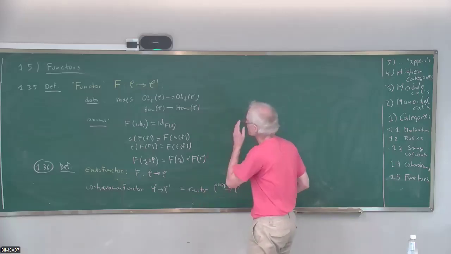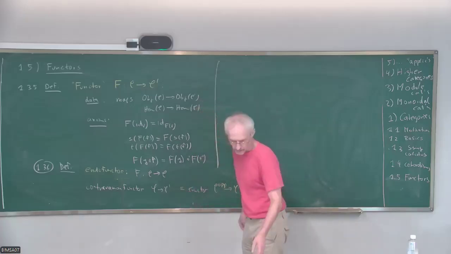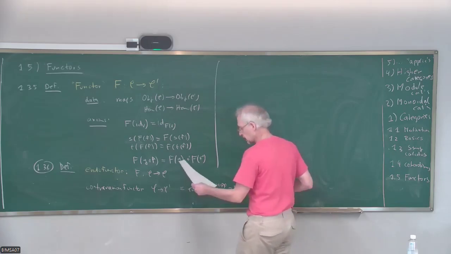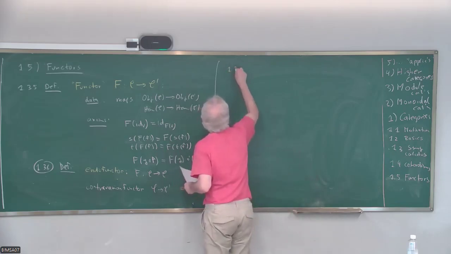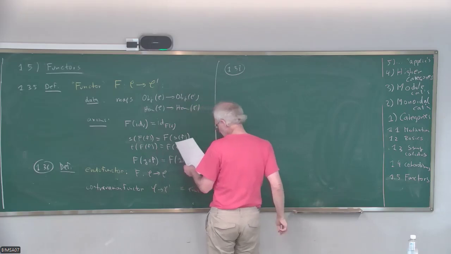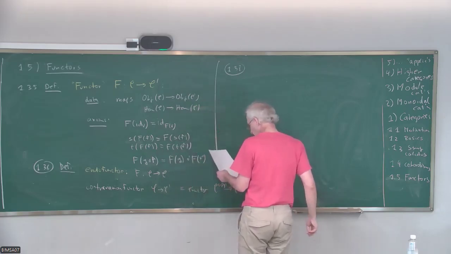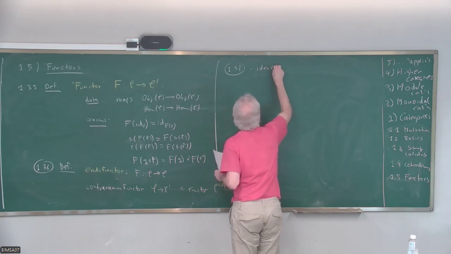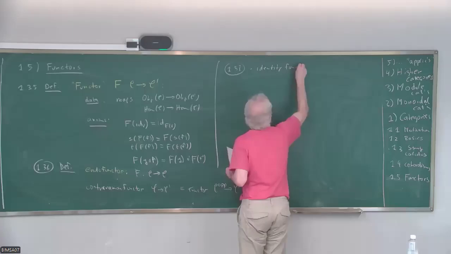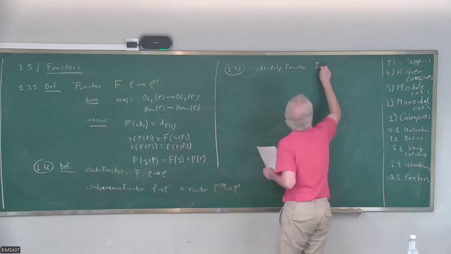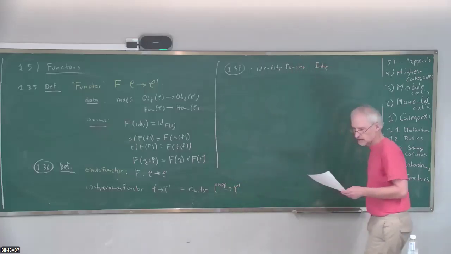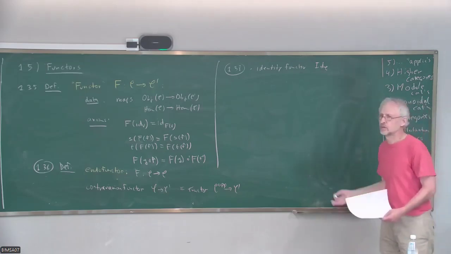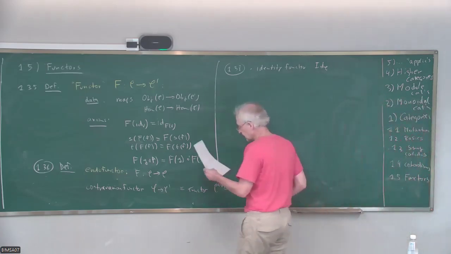And examples for functors, of course, simple examples, and then we will get more complicated ones later. First of all, there's the identity functor, which I will denote this way typically. So this just maps every object to itself and every morphism to itself.